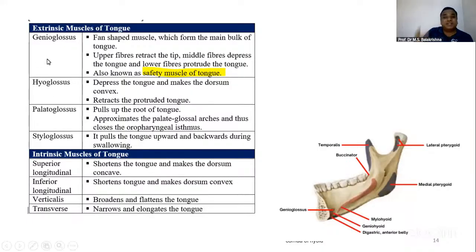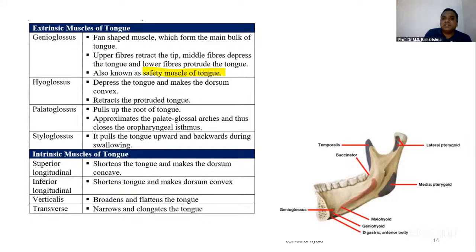So genioglossus muscle is the major muscle of the tongue, the most important, the main bulk of the tongue is formed by that. So it has got upper fibers, middle fibers, and the lower fibers. 3 types, at 3 levels the fibers are there. And genioglossus muscle is also called the safety muscle of the tongue, the major muscle. Okay. Then hyoglossus, from the hyoid bone it starts, it depresses the tongue. Palatoglossus pulls the root of the tongue. And then styloglossus for upward and backward movement during swallowing. So just learn this. In the previous slide also we have learned this. So please go through this.